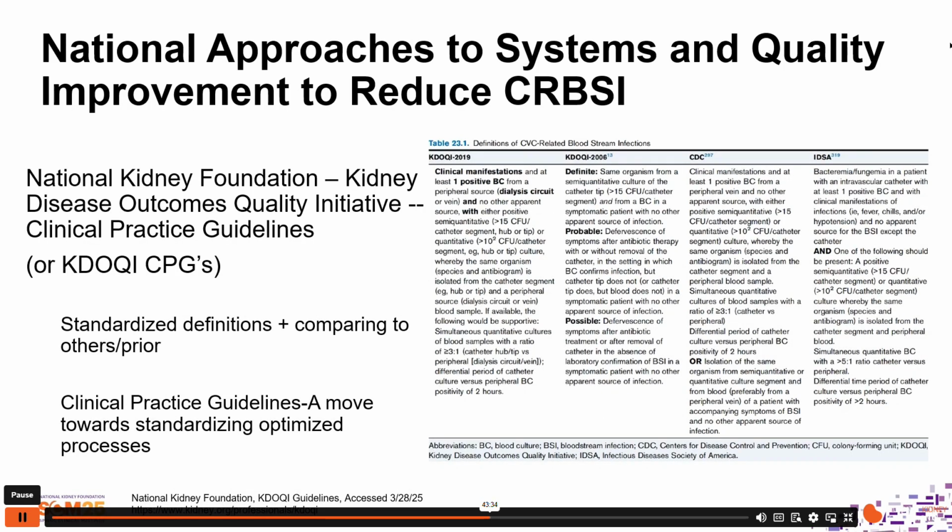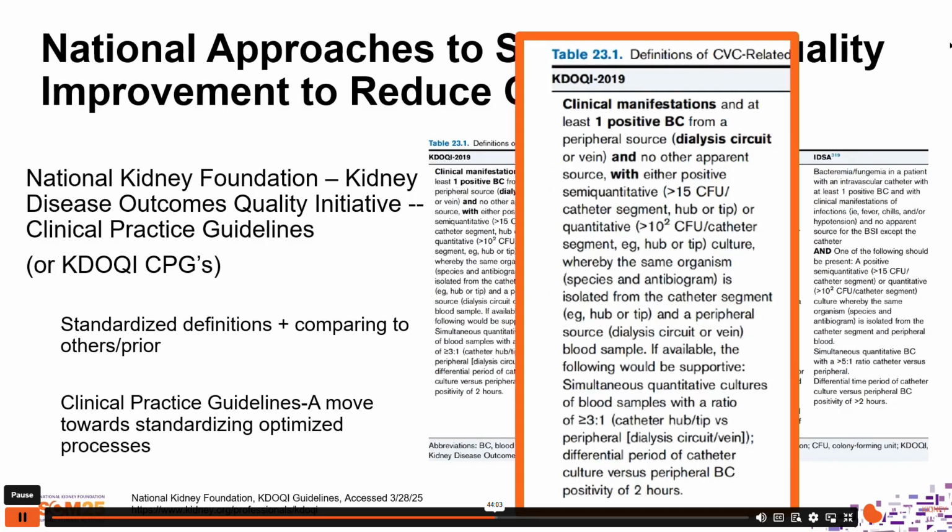So now we're going to move into what have been national approaches in systems and quality improvement. And we already touched on the National Kidney Foundation, KDOQI guidelines and so forth, but I think this is one of many national organizational examples of us trying to standardize definitions and standardize work and create processes that we can all use. It doesn't mean that we can't tailor it a little bit to what our needs are, but these KDOQI guidelines I think are a really great example of standardizing definitions, as Dr. Locke pointed out, related to what even is a catheter-related bloodstream infection.